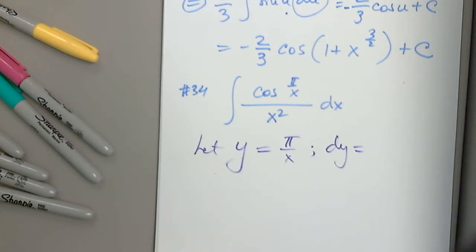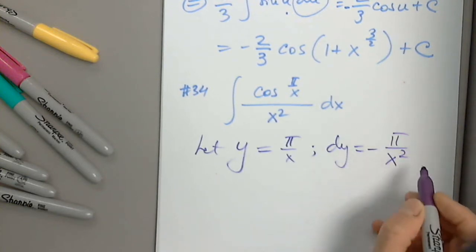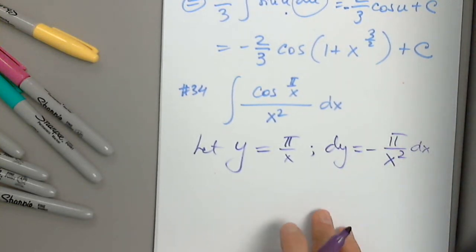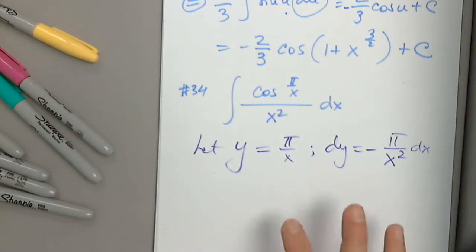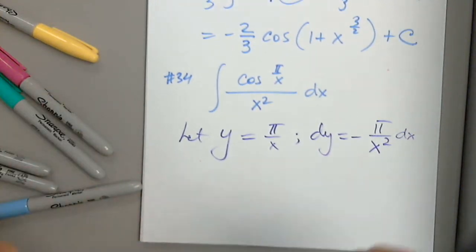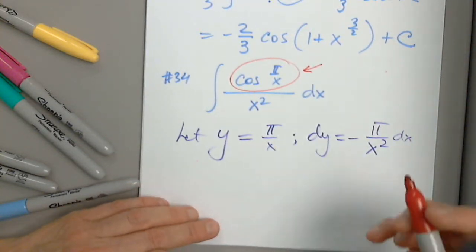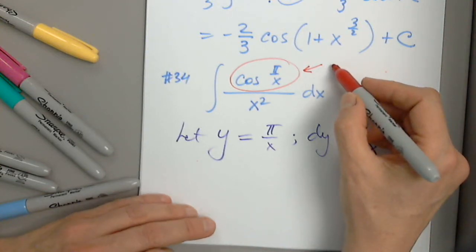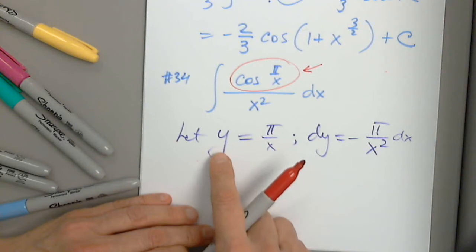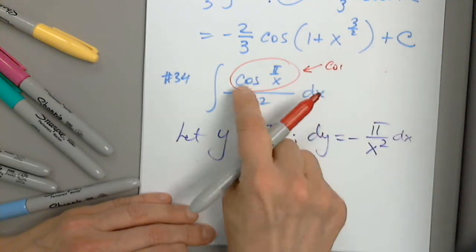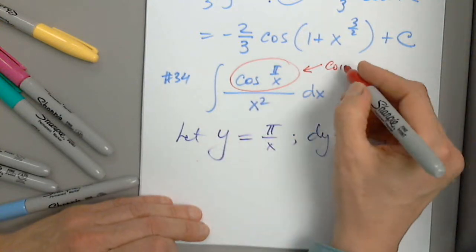So when we differentiate pi over x, keep pi outside, differentiate 1 over x. Pi is a constant. When we differentiate 1 over x, we get? Excellent. Negative pi over x squared, and then? Very good. Let's see what we have and let's see what we don't have. Obviously, you will say that this will be replaced by? Cosine y, right? I cannot eliminate cosine from there, right? So this is cosine y.